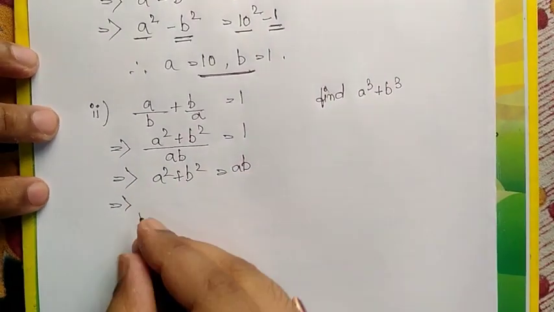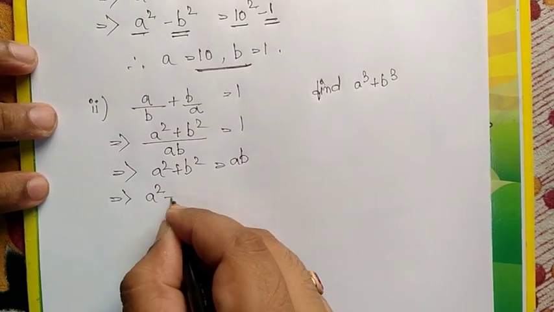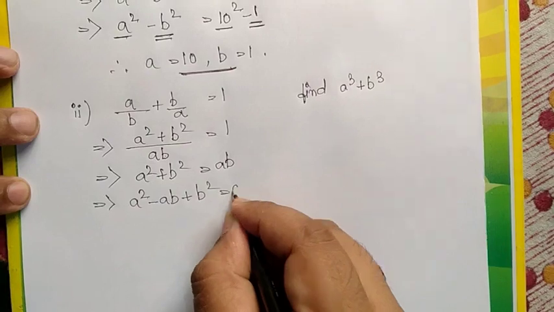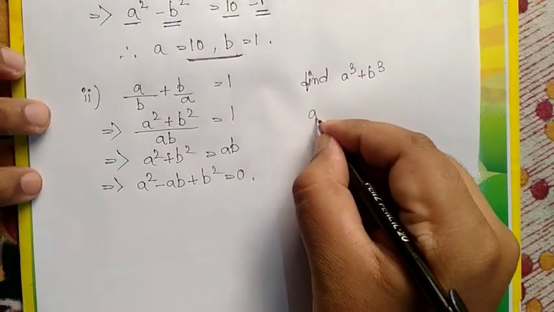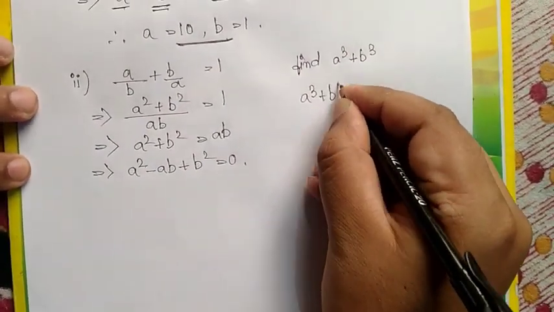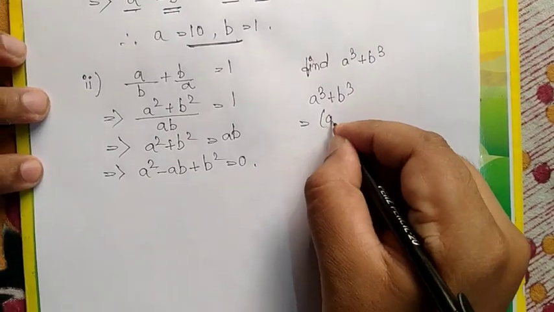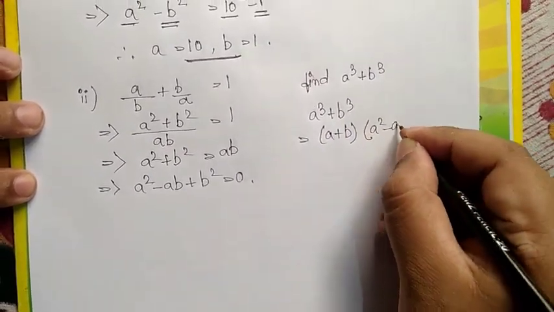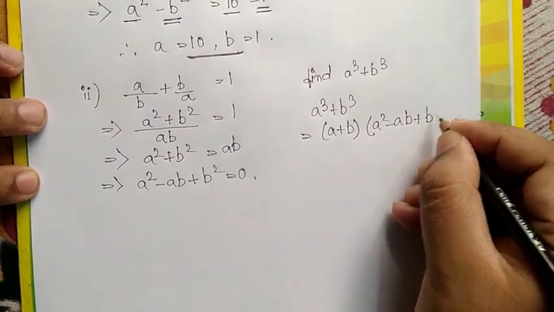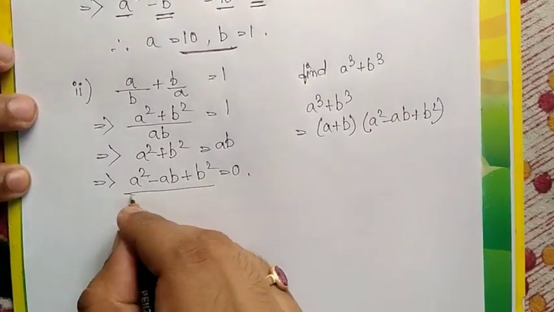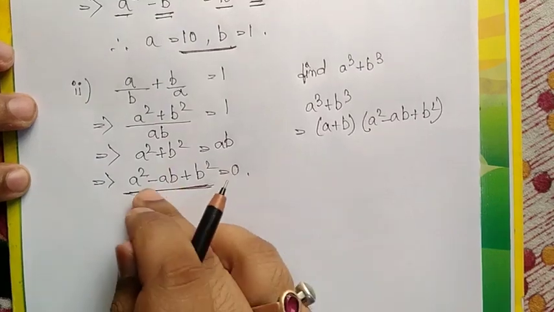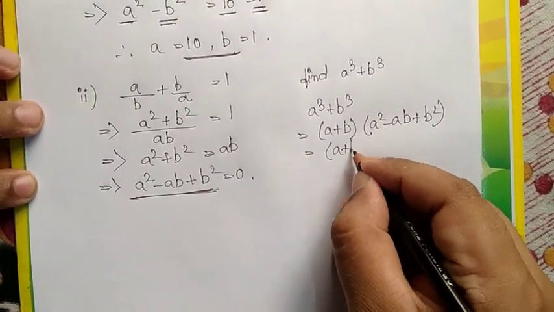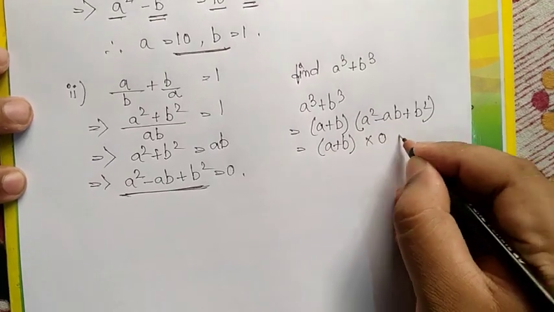Put it on the left-hand side, so we get a² − ab + b² = 0. Therefore the a³ + b³ formula is (a + b)(a² − ab + b²). Now the value of a² − ab + b² is 0, so put this value: (a + b) × 0, the answer is 0.